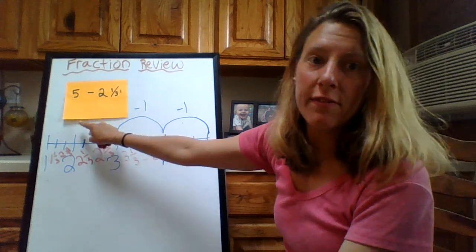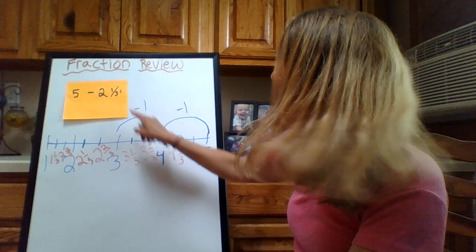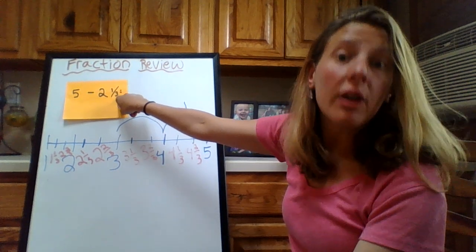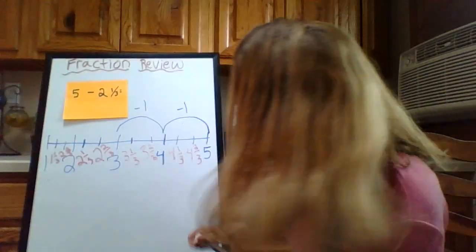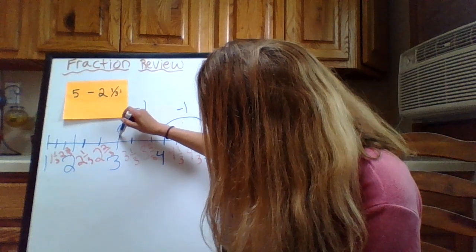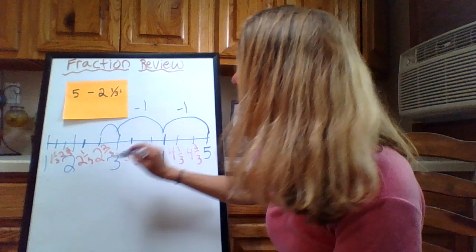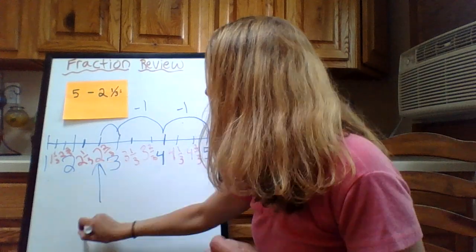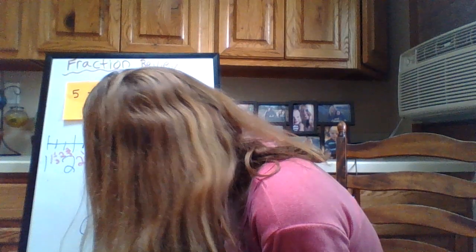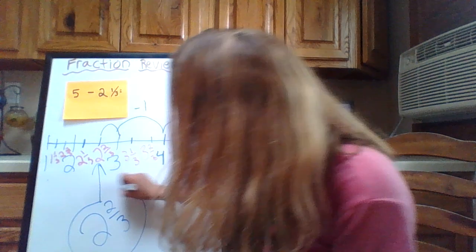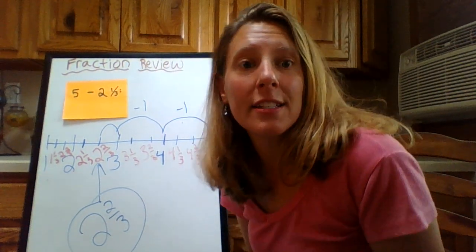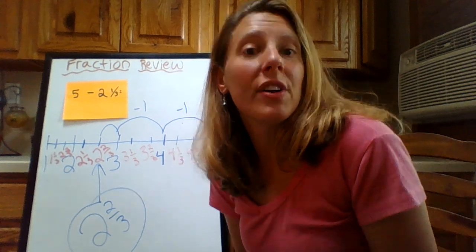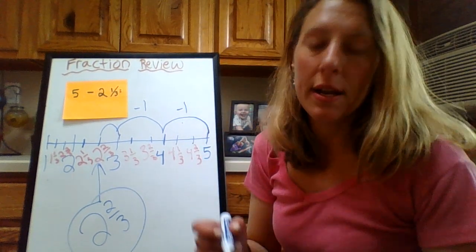So I just did 5 minus 2, but now I need to subtract the 1/3, which means I need to jump 1/3. So if I'm at 3 and I jump a third, that would bring us to 2 2/3. So that means 5 minus 2 1/3 is 2 2/3.